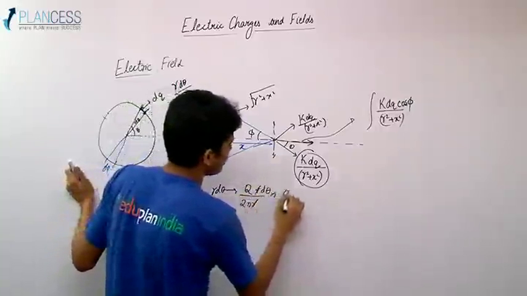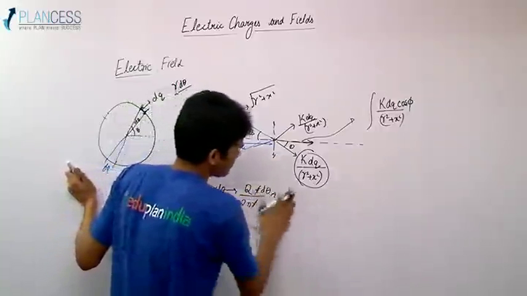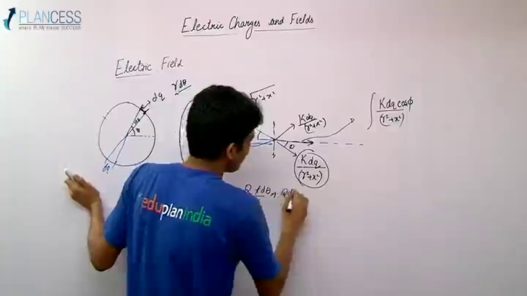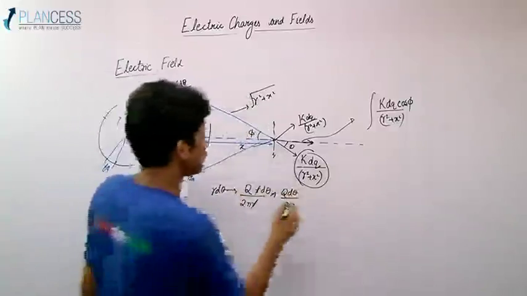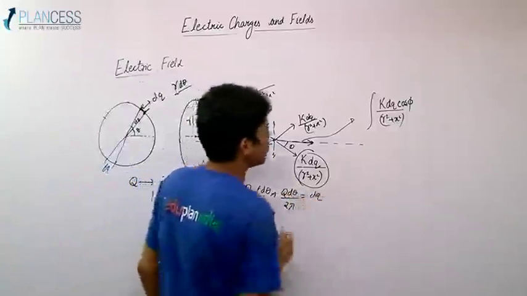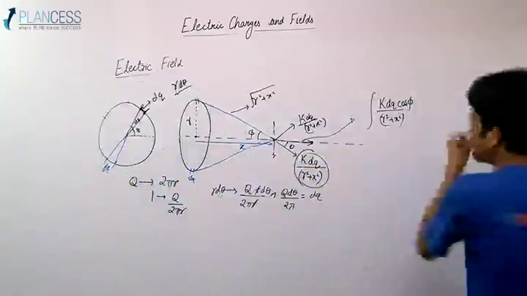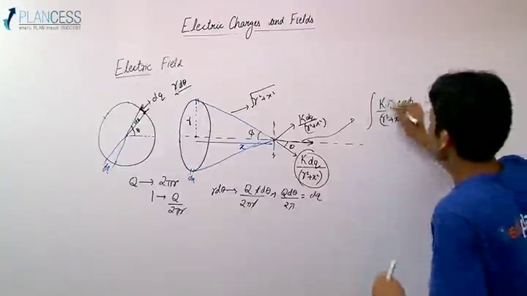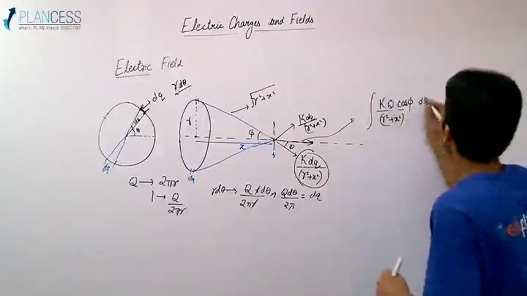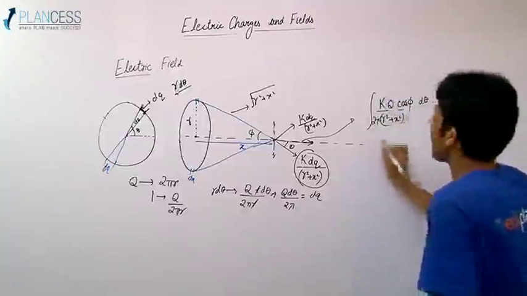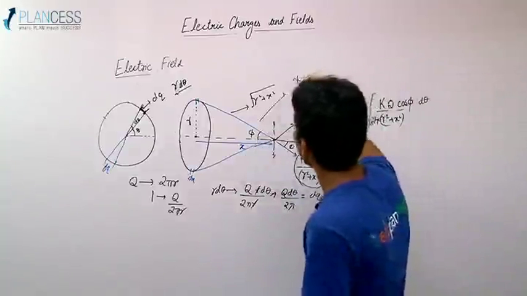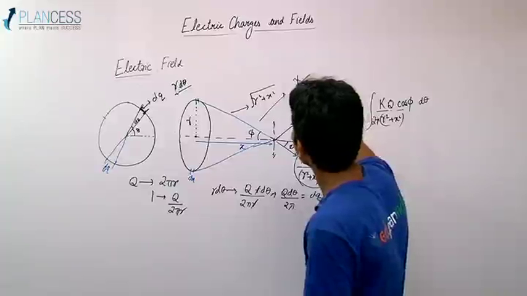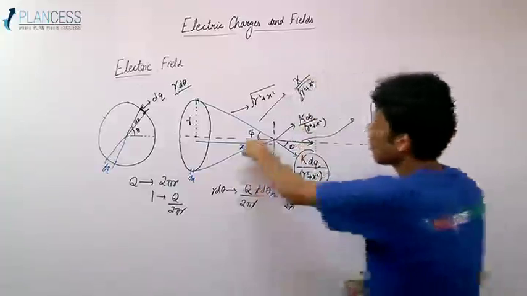So we are left with q d theta upon 2 pi. That is, dq is equal to q d theta upon 2 pi. So let us substitute the values here. dq can be written as q d theta upon 2 pi, and cos phi, as you can see, can be written as x upon root over r square plus x square.